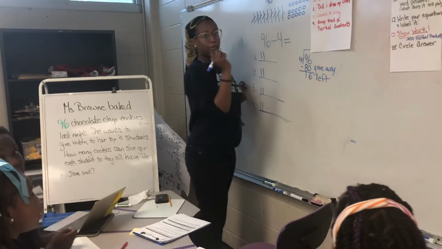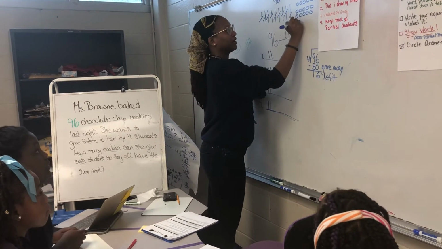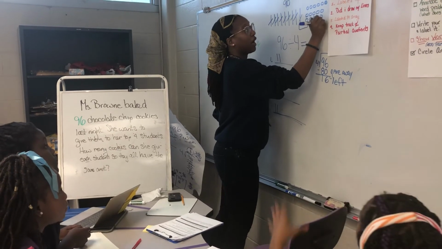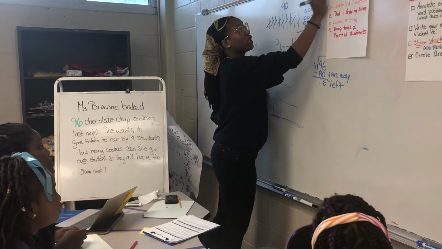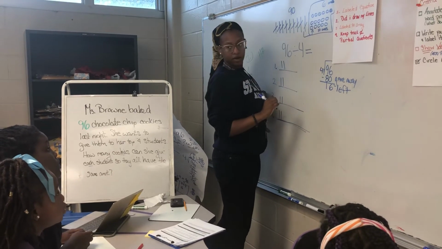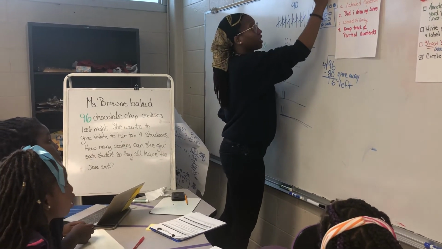Miss Brown, just draw an arrow. Oh, you probably were about to. I was about to. So I have 10 ones here, and I already had 6 ones. So how many ones do I have in total? How many single cookies do I have left? We already said it. 16. We have 16 left.